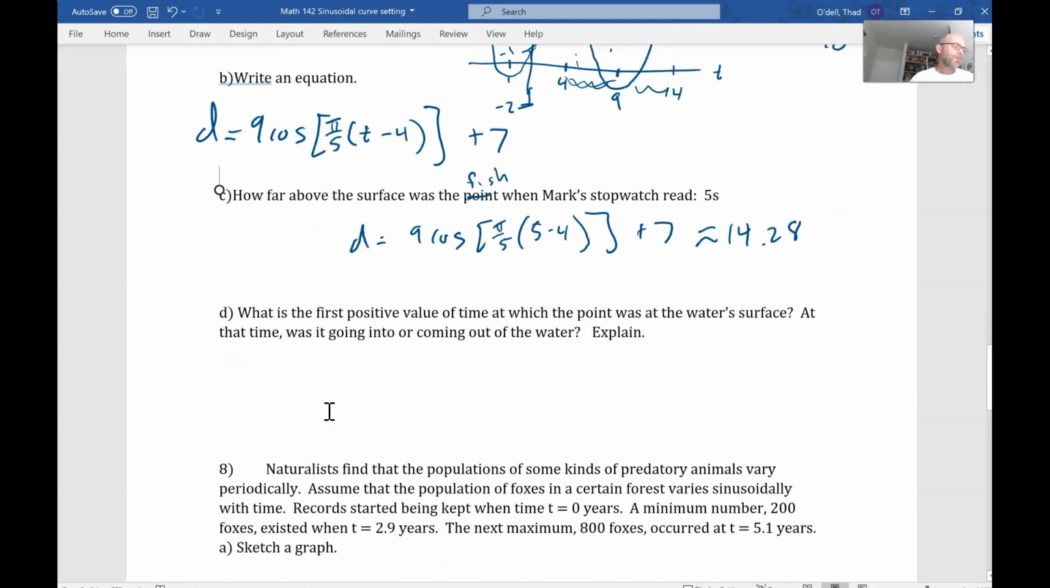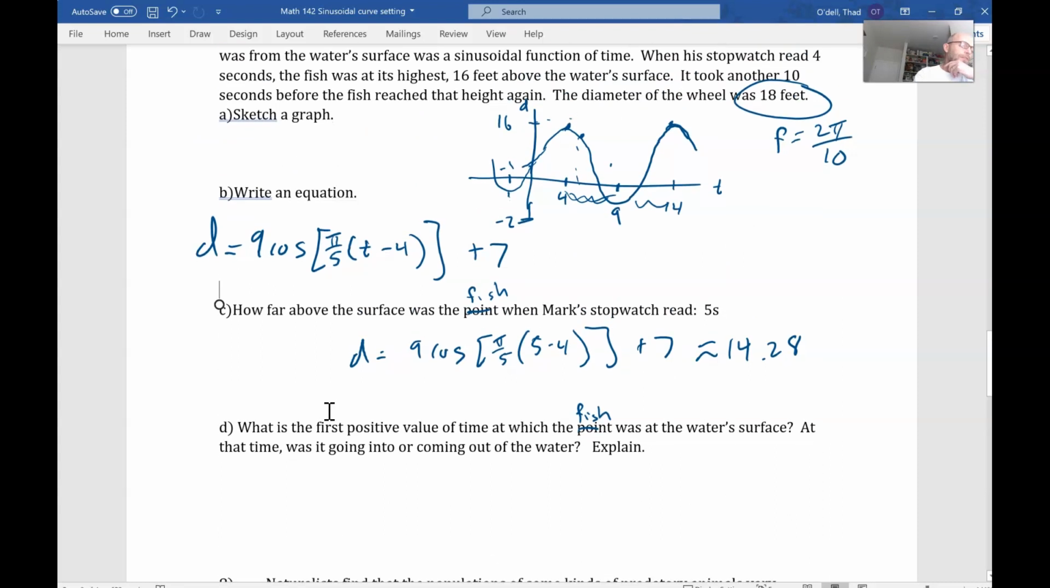Now part D. What is the first positive value of time at which the point was at the water surface? Again, when they say point, I mean fish. At the water surface. At that time, was it going into or coming out of the water?